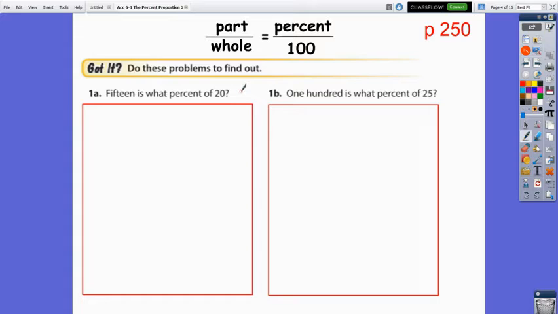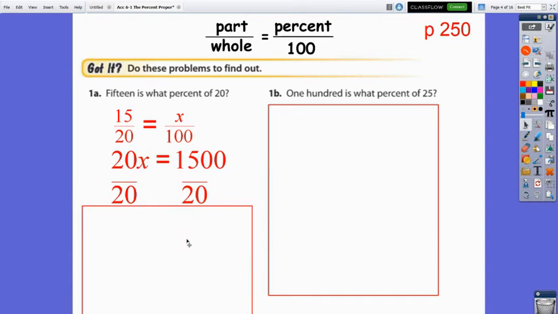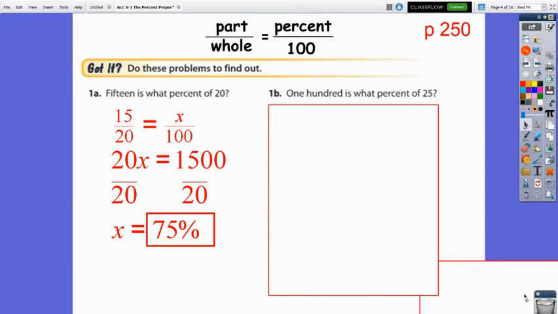Number 1, 15 is what percent of 20? Your percent proportion looks like this. 15 out of 20 equals what out of 100? Cross multiply, divide by 20, and you get 75%. You might have known that one off the top of your head, which is fine. We'll talk about that more later on in the unit.